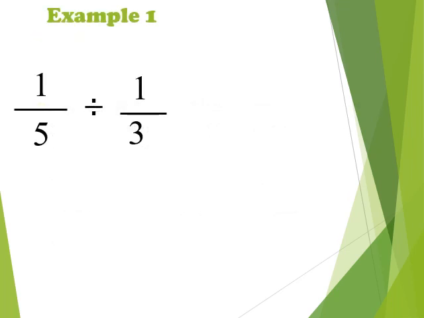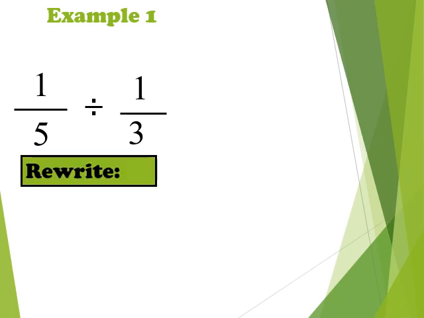Example number 1, I have 1 out of 5 dividing by 1 out of 3. To find the answer, follow the steps. Rewrite the first fraction. So I will rewrite 1 out of 5. Change the division sign to a multiplication sign. Step number 3, find the reciprocal. That means flip the second fraction upside down.